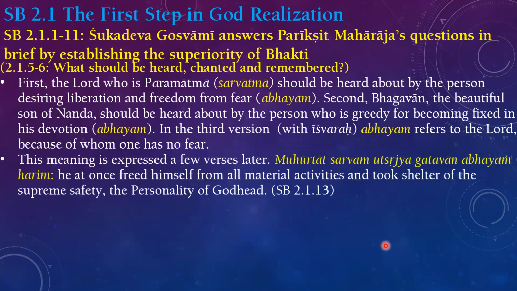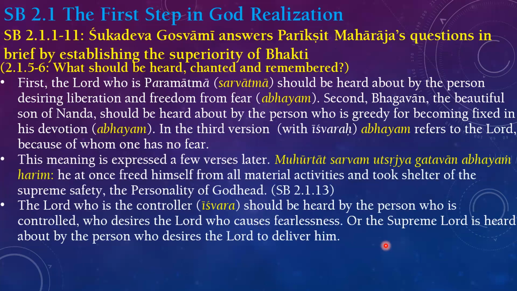So in that way, this meaning is expressed in a few verses later. Muhurtat sarva muncet gatabhayam harim. He at once freed himself from all material activities and took shelter of the supreme safety, the Personality of Godhead. By performing shravanam, kirtanam, smaranam and bhajanam, one becomes freed of all doubts and takes shelter of Lord Krishna's lotus feet. Something like that.